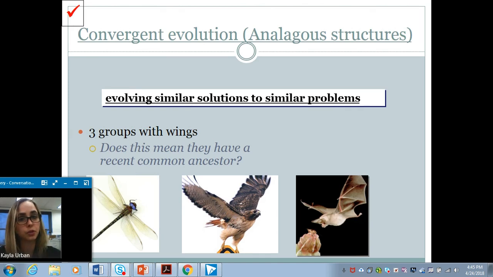Analogous structures are evidence of convergent evolution. Organisms evolve similar solutions to similar problems. These three organisms, the dragonfly, the hawk here, and the bat, all have wings. They can all fly, but they all have very different bone structure and development. That is not evidence of a recent common ancestor. Convergent evolution means you're converging on something, you're coming together. So you're starting at two very separate starting points and evolving a similar solution to a similar problem.